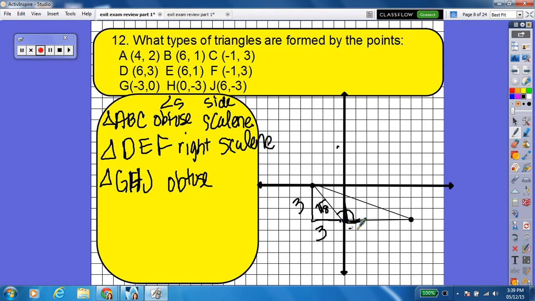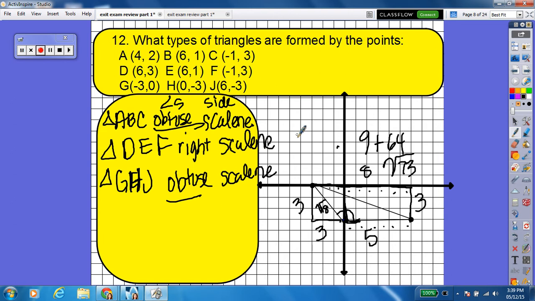Here we have this one, we can count 1, 2, 3, 4, 5, so that's 5. And then here we have this great big one, which is a 3 by 1, 2, 3, 4, 5, 6, 7, 8. I'm pretty sure 3 squared is 9, 8 squared is 64. This is going to be the square root of 73 and long. So another one that is scalene. So all three were scalene. This one was obtuse, this one was obtuse, and this one was right.